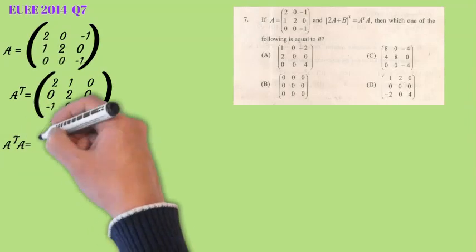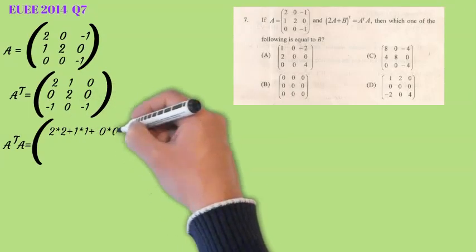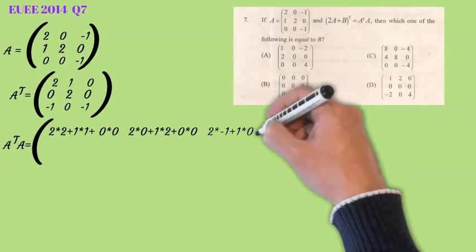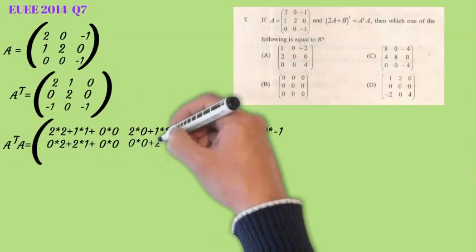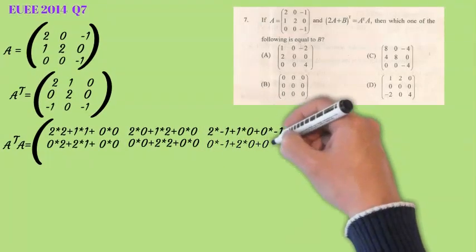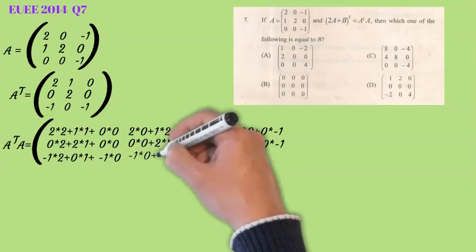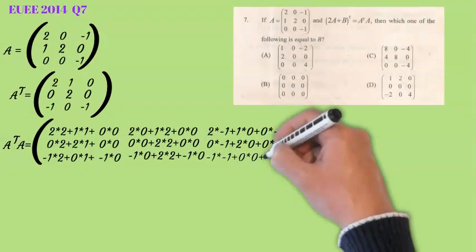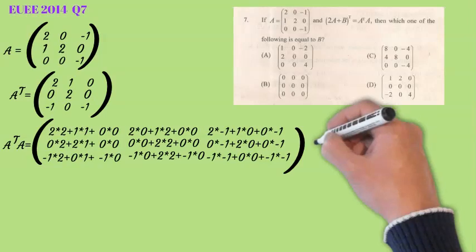በመቀጠል A transpose with A ብናባዛው, if you multiply the transpose of A with A, what do you get? So all you have to do is, A transpose is 2 1 0, you multiply this with 2 1 0 of the column of the first A, and then you do the same thing 2 1 0 with the 0 2 0, and also you do 2 1 0 with -1 0 -1 and you add them together. So this is just matrix multiplication. If you didn't know how to do matrix multiplication, there is one I already did, check that out.